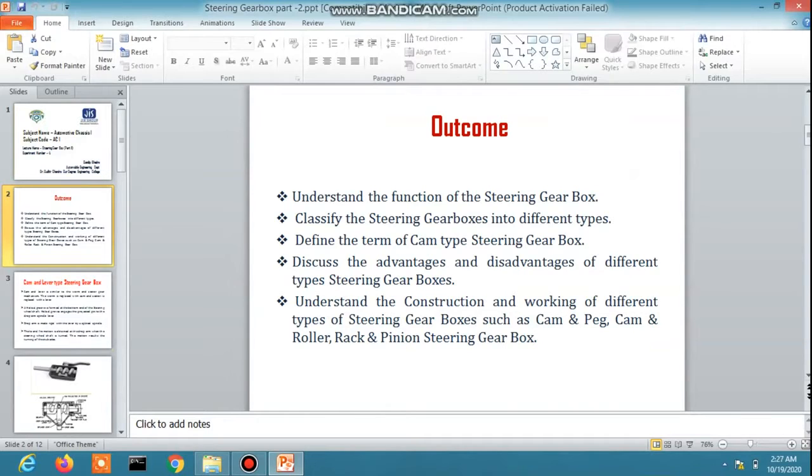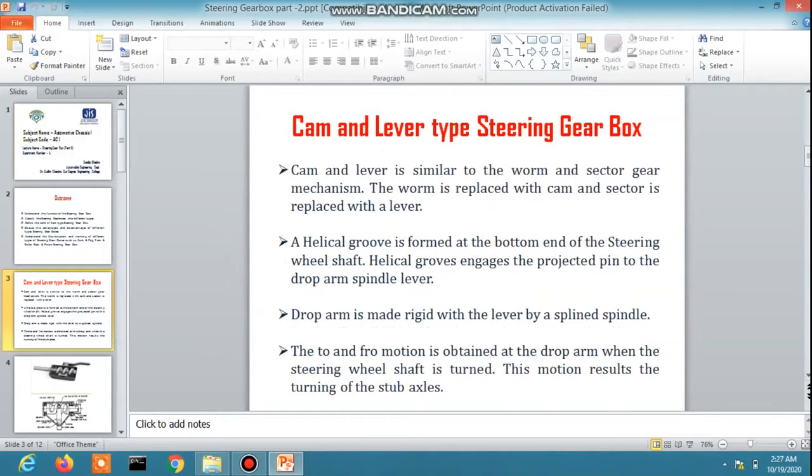So, cam and lever type steering gearbox. Cam and lever is similar to the worm and sector gear mechanism. The worm is replaced with a cam and the sector is replaced with a lever.